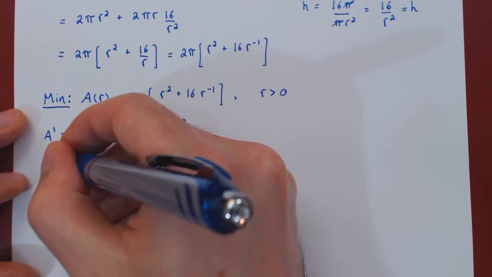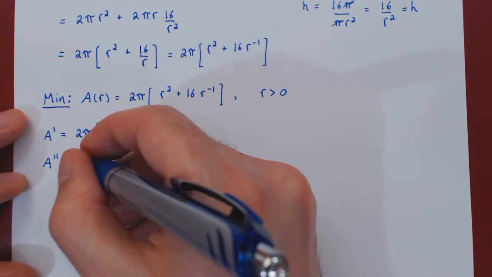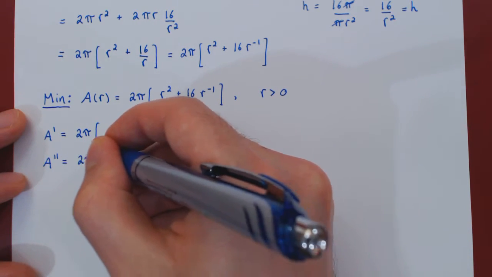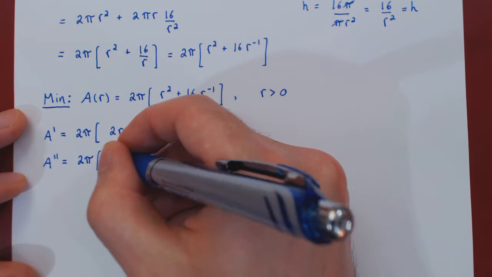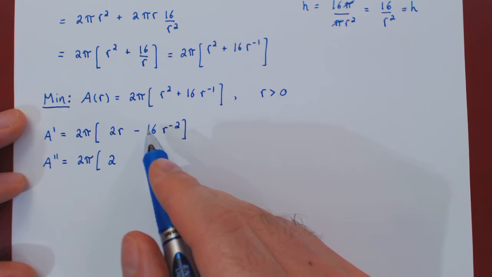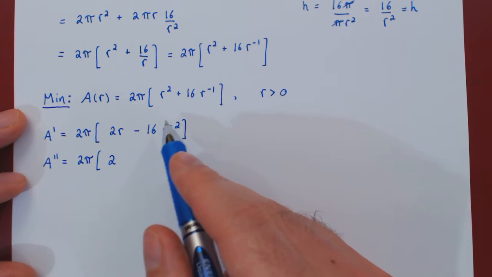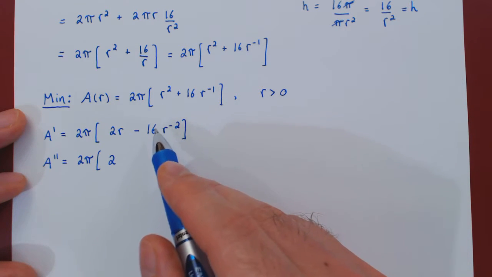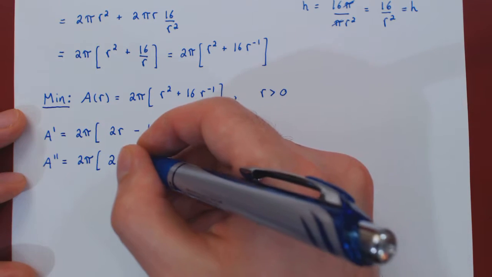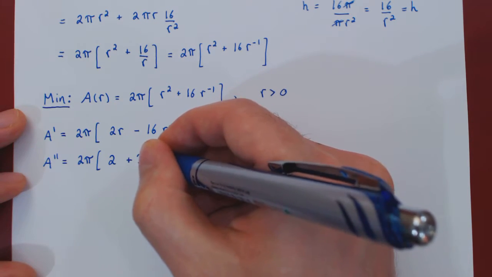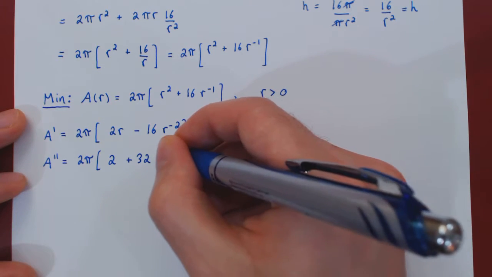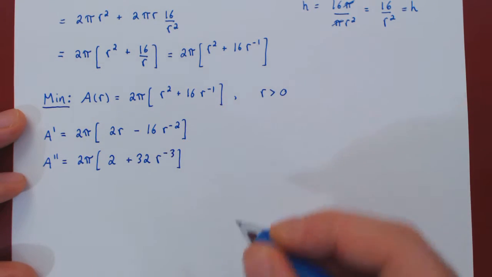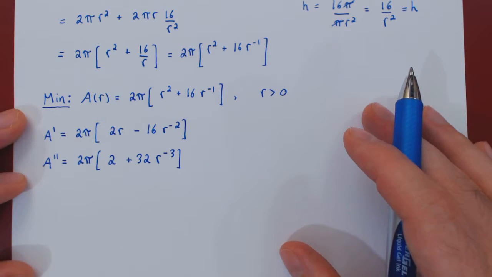Second derivative, again 2 pi is a constant multiple. Derivative of 2r is 2. Negative 16 stays there as a constant multiple. Power rule again: negative 2 times negative 16 is positive 32, times r to the negative 3. So now we have our first and our second derivative.